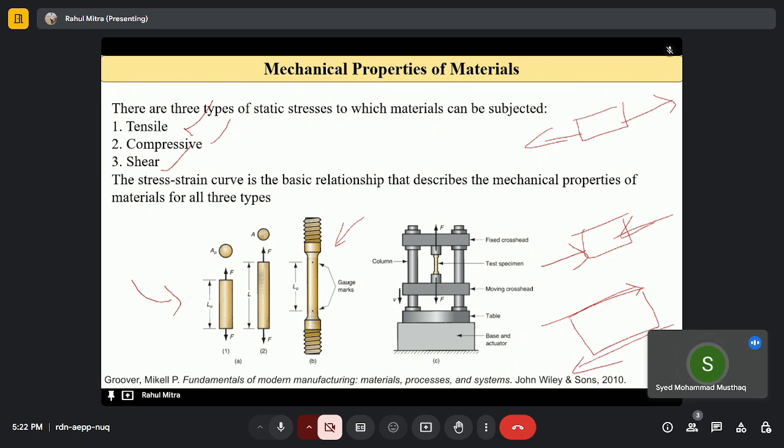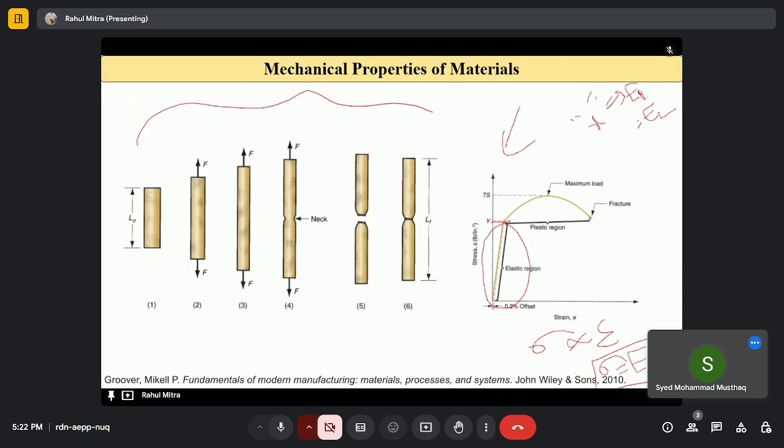So we have gauge marks which tell me about the initial length of the material before the deformation or before the testing. And this is my UTS, or universal testing machine. Why do we use a universal testing machine? Because we can perform both tensile testing and compression testing.